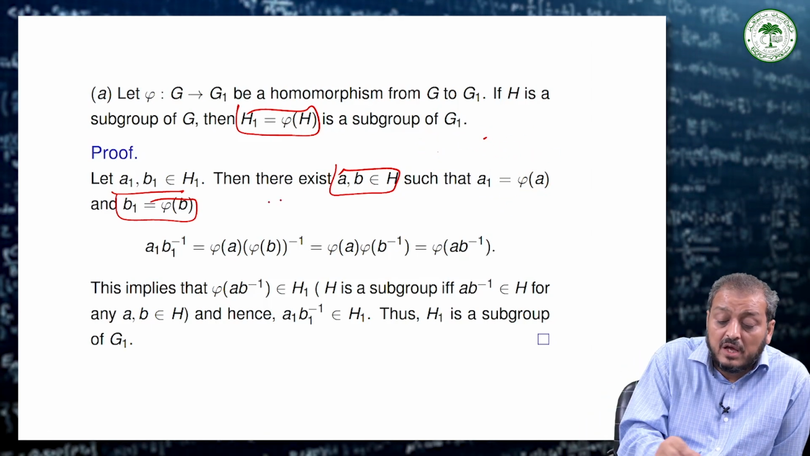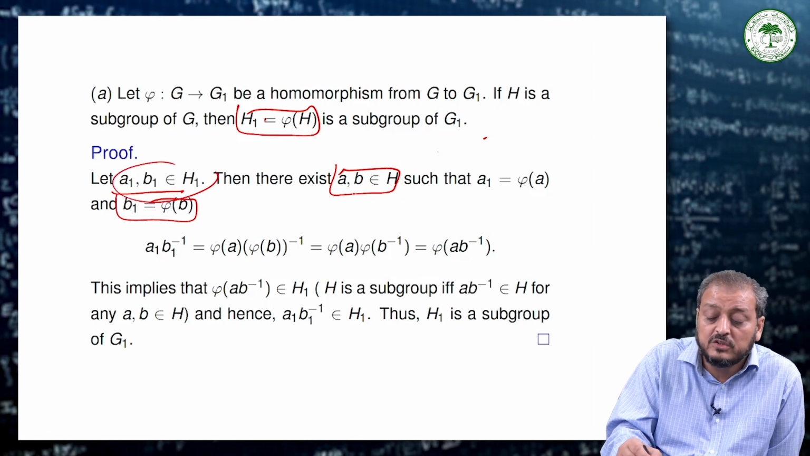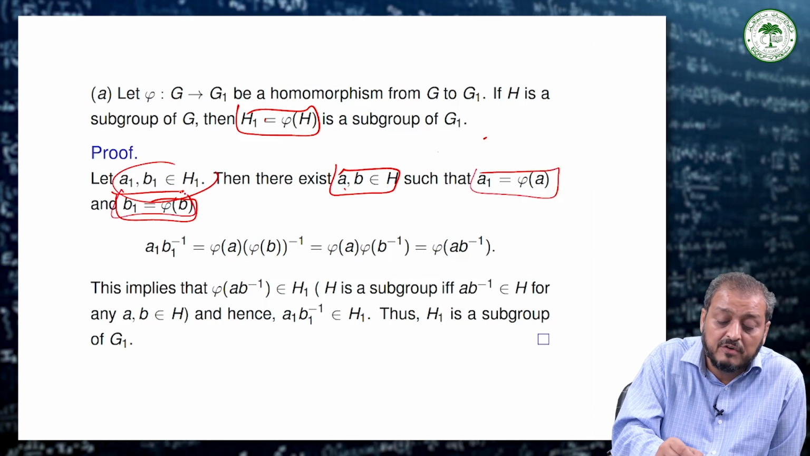Let us take a1 and b1 as elements of H1. Then by the definition of H1, a1 can be written as phi of a and b1 is phi of b.